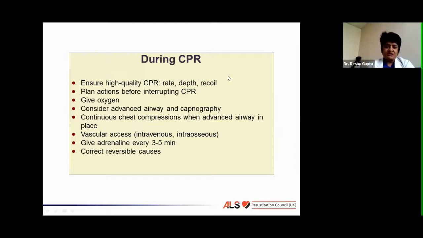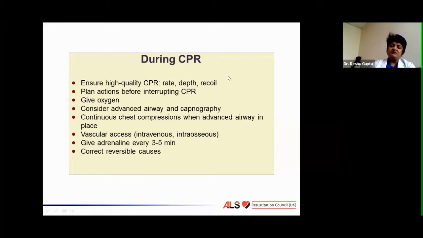In a hospital setting, if you're given an advanced airway, you can attach your EtCO2 to confirm placement or to monitor the quality of your compressions. Then there should be continuous chest compressions when the advanced airway is in place. As we say, if the advanced airway is not placed, we give compressions at a ratio of 30:2.